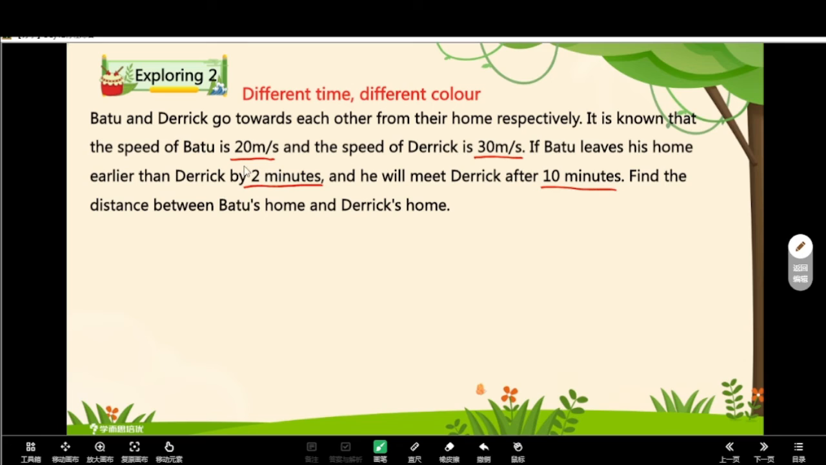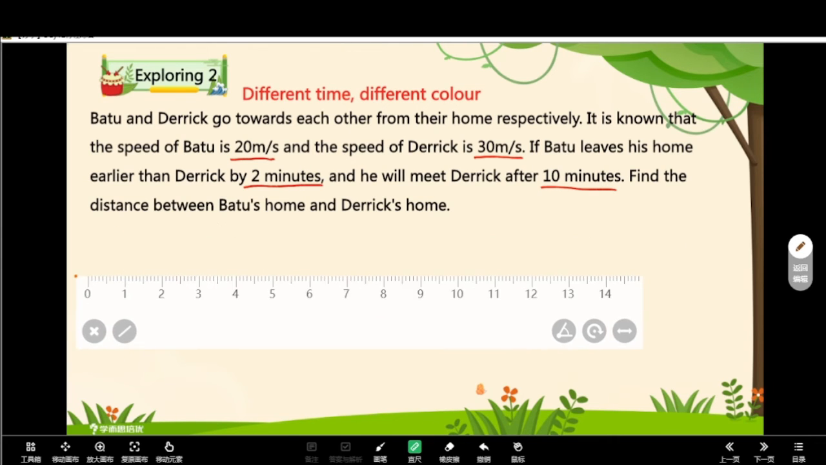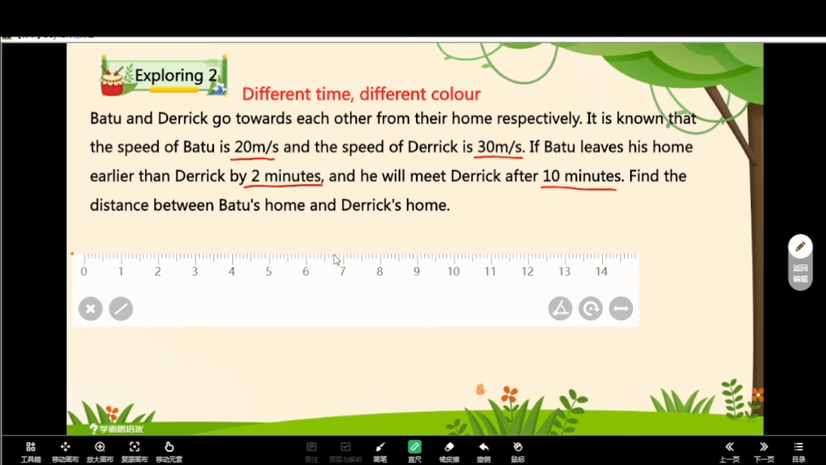Did Derek leave his home when 八图 left his home? Not yet. Derek leaves his home after 八图 has traveled for 2 minutes. Okay, you need to understand this concept. Then, because the question seems very complicated, we need to draw a diagram together to show.